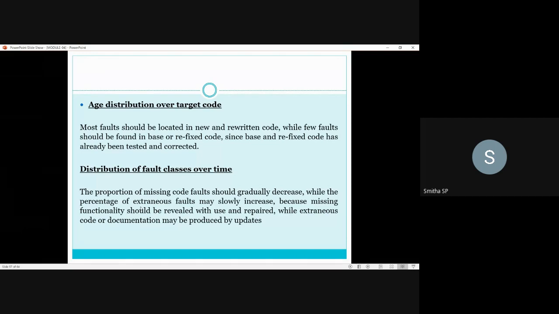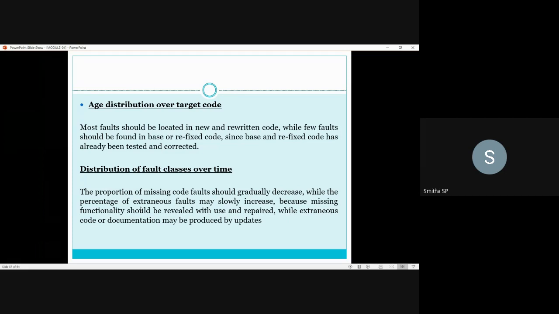Okay, the proportion of missing code faults should gradually decrease. They are speaking about the proportion of missing code faults. So if you have missed any of the faults in the code, that proportion should gradually decrease. Why? Because the percentage of extraneous faults may slowly increase. Extraneous faults, in the sense, you may identify in the extraneous code, or it means extra code.